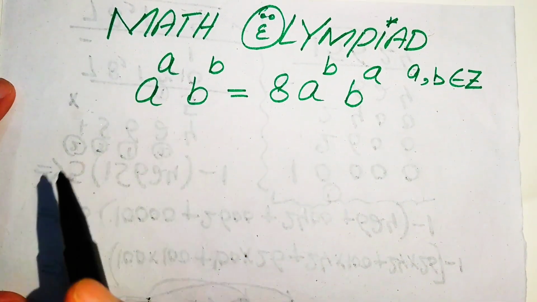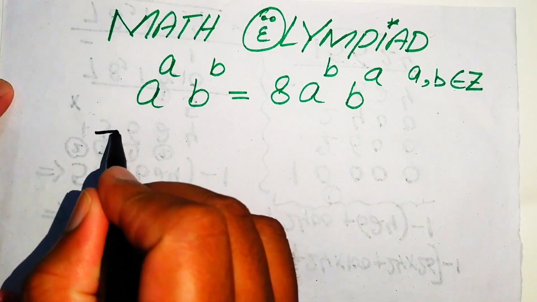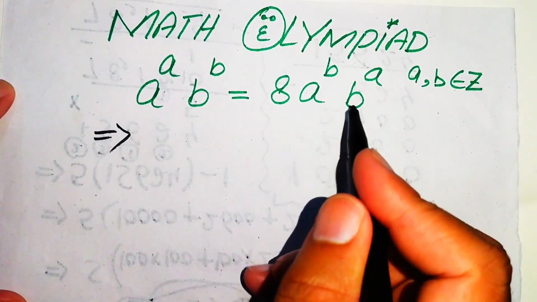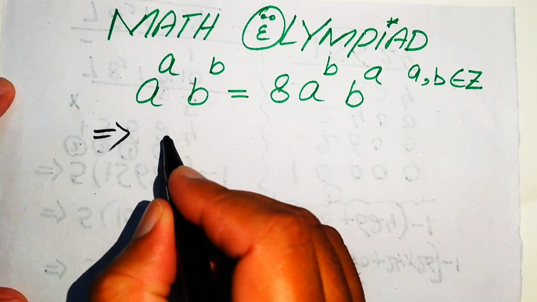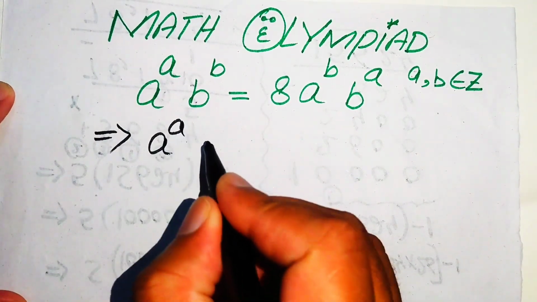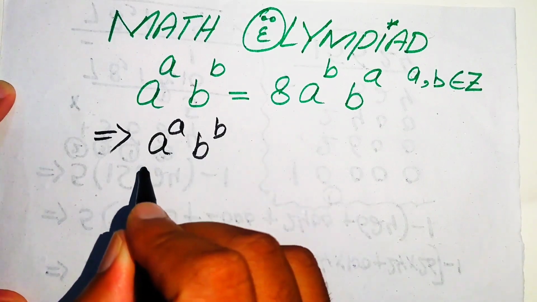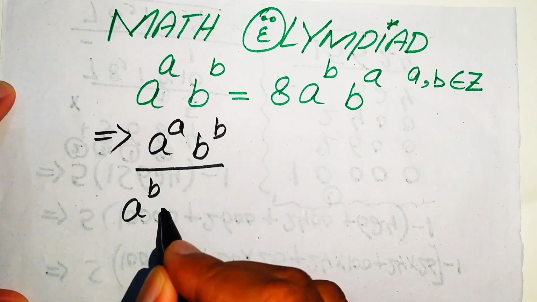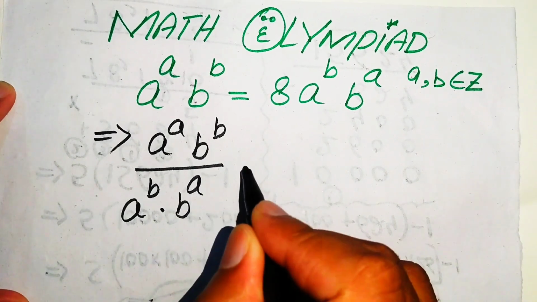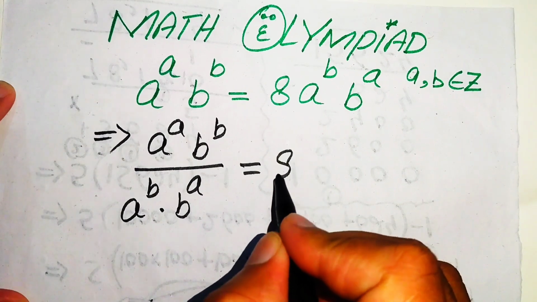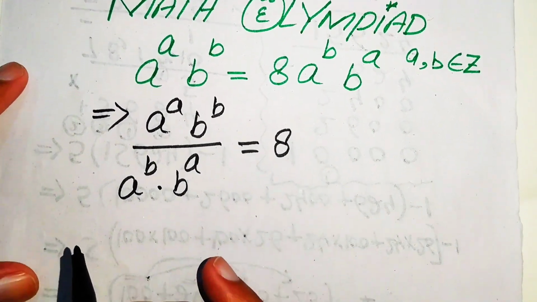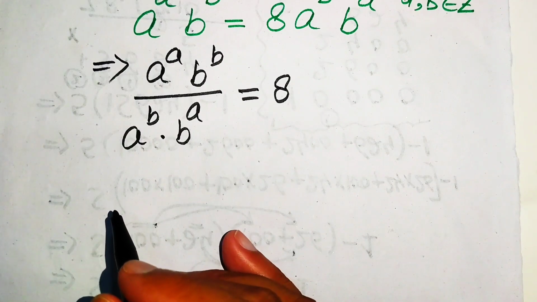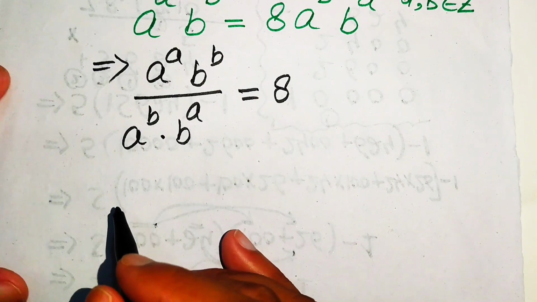The very first step we are going to do is, we move these two terms to the left hand side, and it will be written as a to the power of a into b to the power of b divided by a to the power of b into b to the power of a, and it is equals to 8. And now in the next step, we use the nice exponential law.